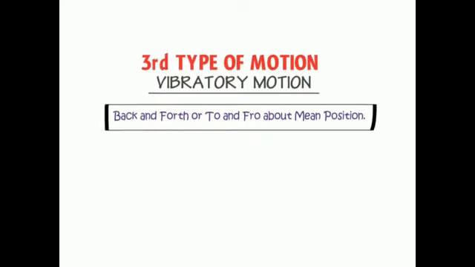Now, third and last type of motion is vibratory motion. Back and forth motion is known as vibratory motion, or we can also define it as to and fro motion of an object. For example, we have a pendulum in a wall clock. Now, that motion of pendulum along fixed positions is known as vibratory motion. And when that pendulum moves between these two fixed positions, these fixed positions are known as mean position.